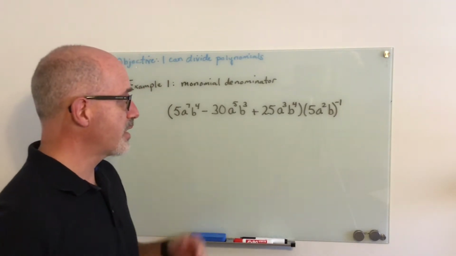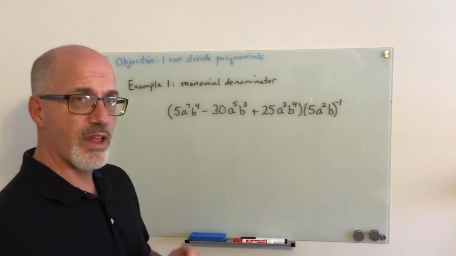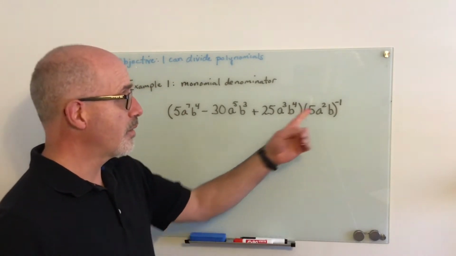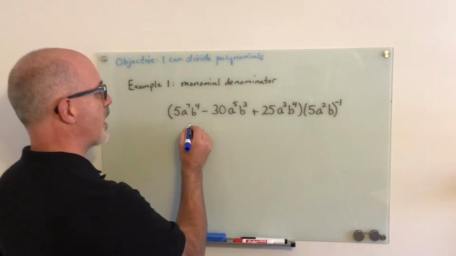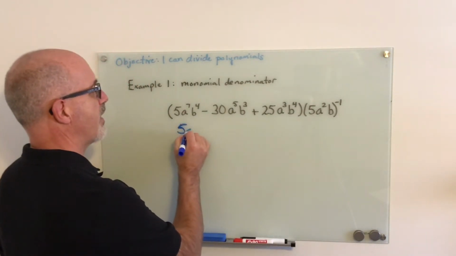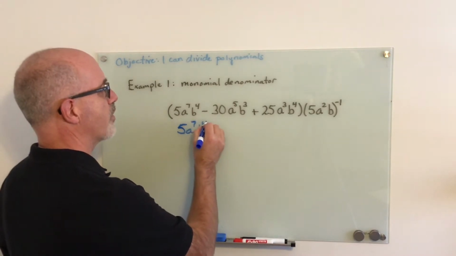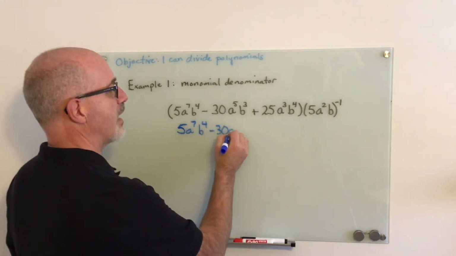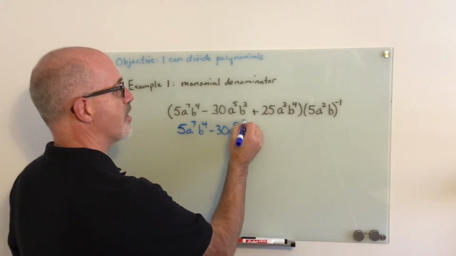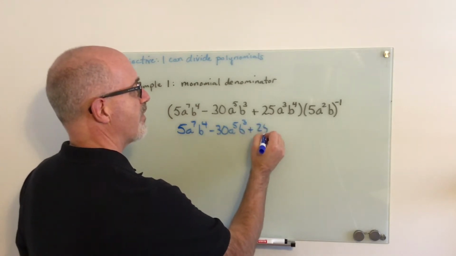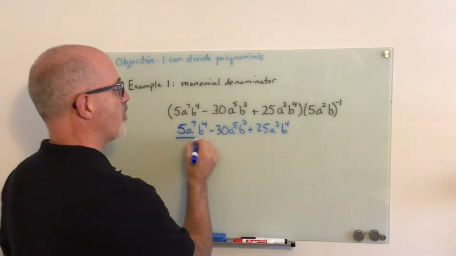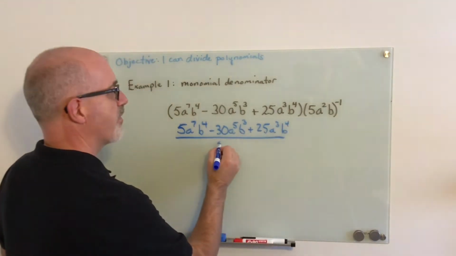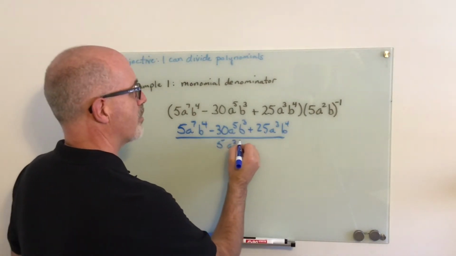Now when we look at this expression, we first of all have to recognize that with this -1 exponent, it really means we're going to divide by it. So rewriting it, it would look like this. 5a to the 7th, b to the 4th, minus 30a to the 5th, b to the 3rd, plus 25a cubed, b to the 4th, and that's all over the denominator, 5a squared b.